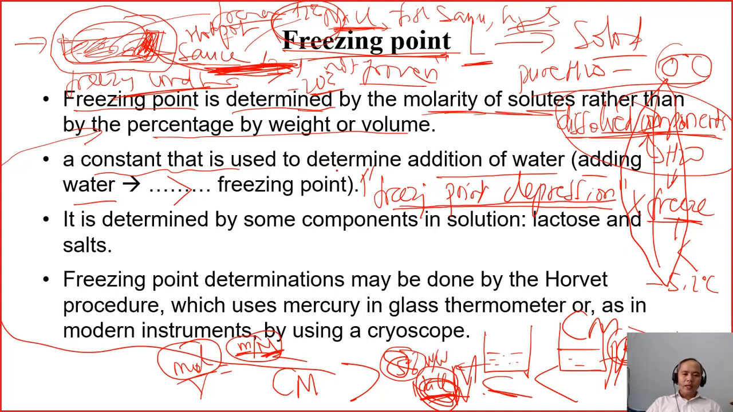So when we add water into milk, we increase the freezing point. It's going nearer to 0. We increase the freezing point, but we actually reduce the freezing point depression. Remember the term. The freezing point of milk is determined by the main dissolved components like lactose and salts. These are the dissolved components in milk and determine the freezing point.